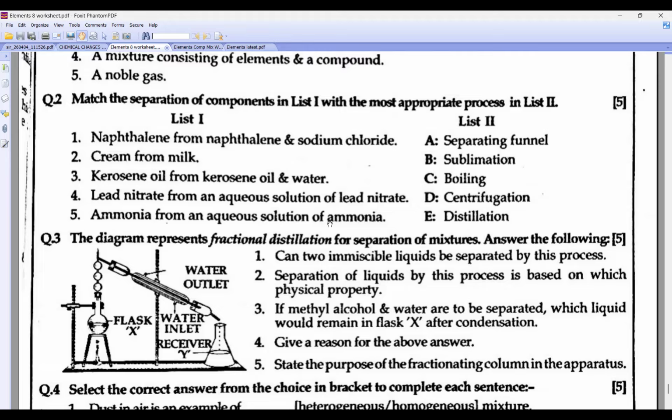Sir. हाँ बोलो. Yes, tell me. हाँ, a soluble solid is separated from insoluble. Soluble और insoluble है तो बेटा क्या करेगी. But one will be soluble and one will be insoluble.